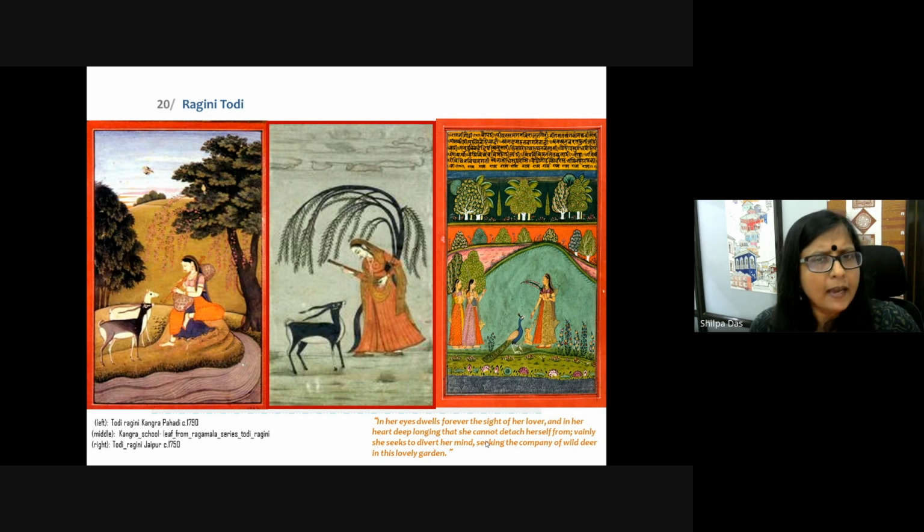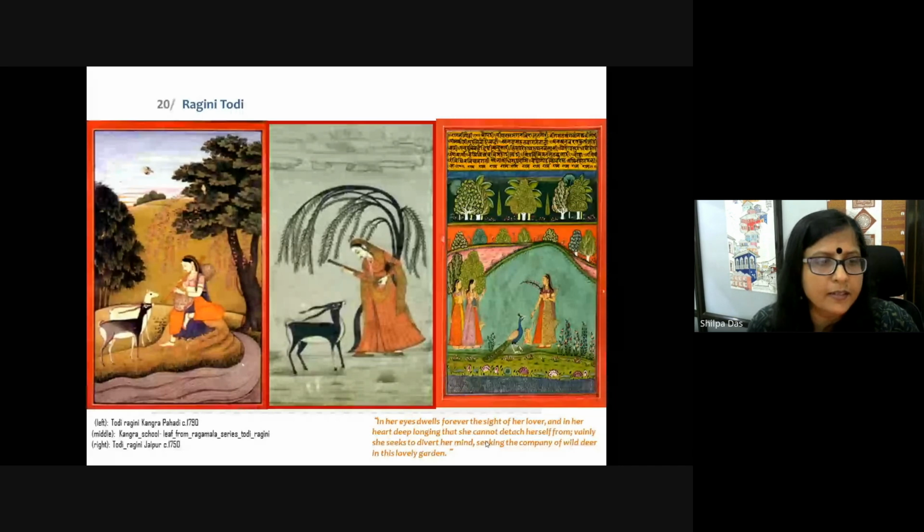With this sad music that she makes, she typically attracts deer and antelopes and a black buck, as you can see in two of these paintings. There are texts that talk about how she has a beautiful face like a lotus or like a female deer, or how she's as charming as a garland of lotuses, and so on. Typically, she's desperate to divert her mind, to get over that relationship.